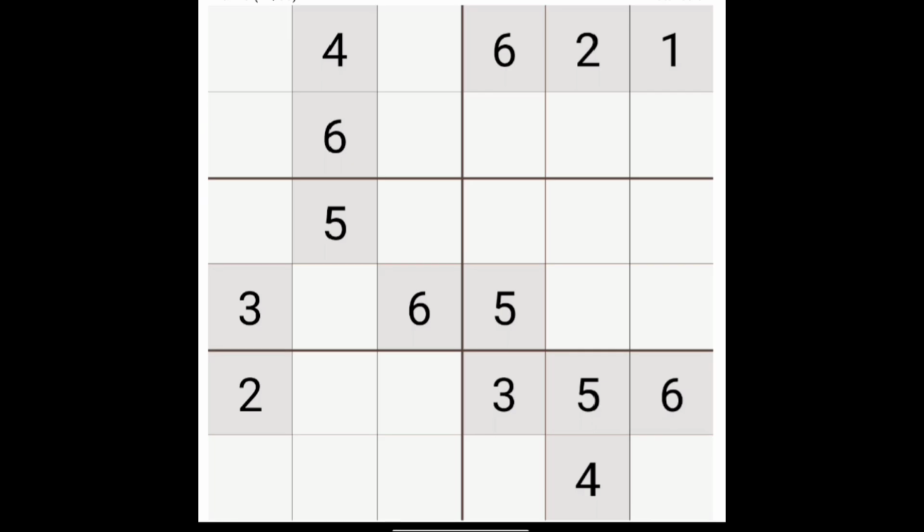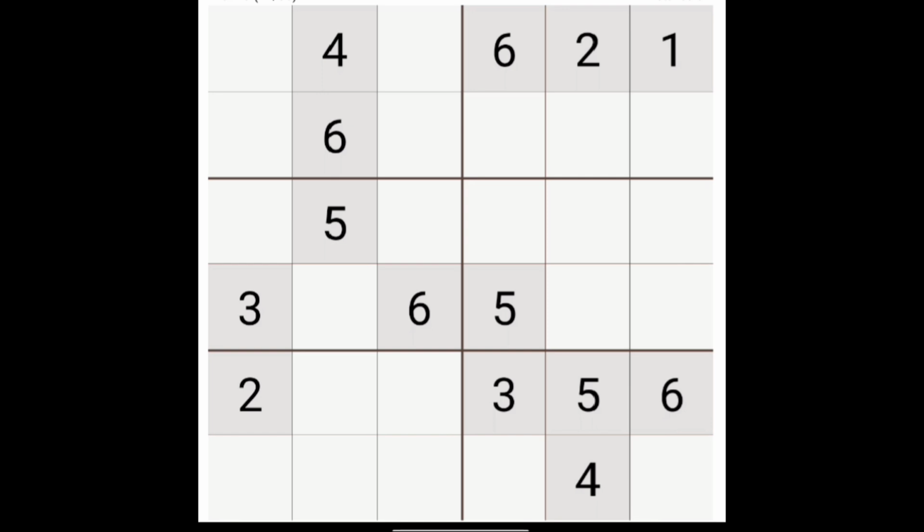Now, in the first column, numbers are 3 and 2. In the second column, numbers are 4, 6, 5. In the third column, numbers are 6 only. In the fourth column, numbers are 6, 5, 3. In the fifth column, numbers are 2, 5, 4. And in the sixth column, numbers are 1 and 6.